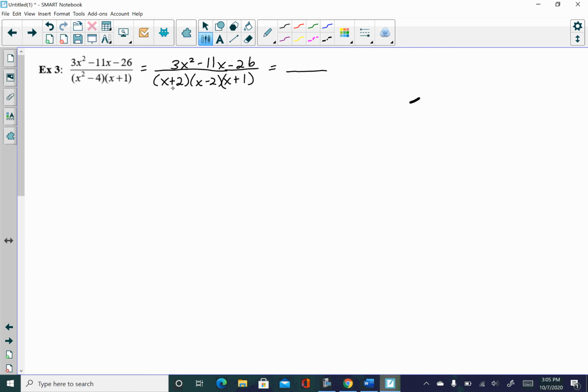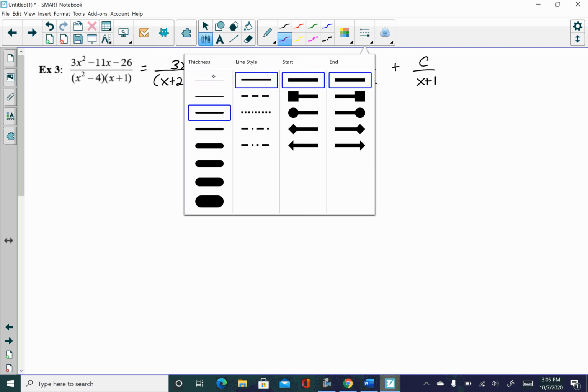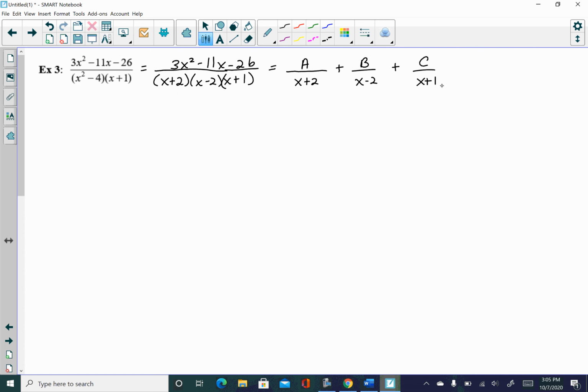Now I can start breaking this up because I have all linear factors now, so I can say, okay, this equals A over the first piece of the denominator, x plus 2, plus B over the second piece, x minus 2, plus C over the last piece, x plus 1. Now from here, I'm doing the exact same steps, it's just a more involved problem. Your next step, get rid of the fraction, so you multiply by your common denominator, and that common denominator will just be those three pieces in the denominator, x plus 2, x minus 2, and x plus 1.